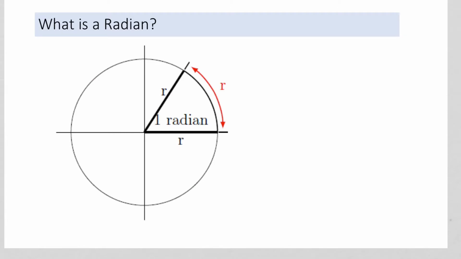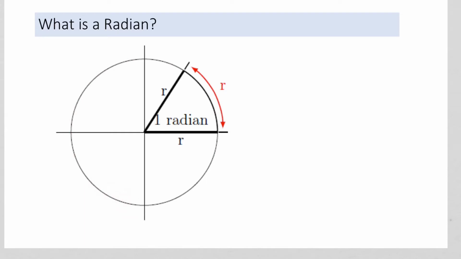Now we need to talk about radians. Radians are another way to talk about the amount of rotation that you have. Degrees and radians can both be used to identify the amount of rotation you have from your initial side to your terminal side.